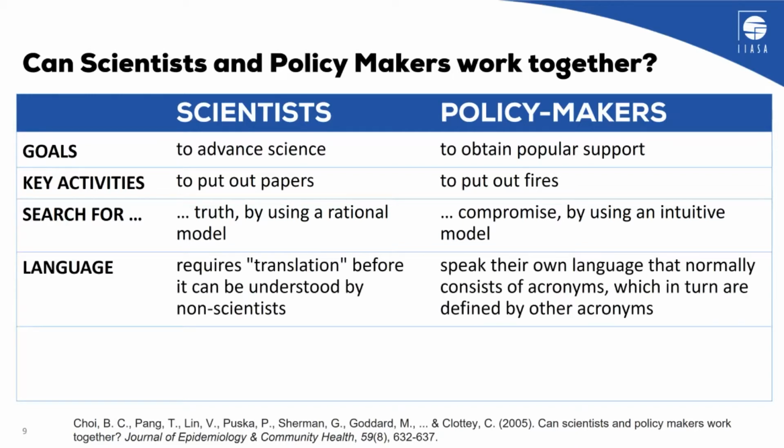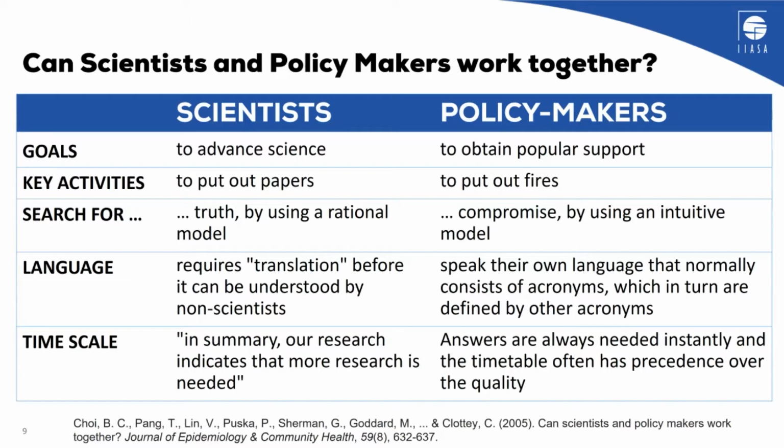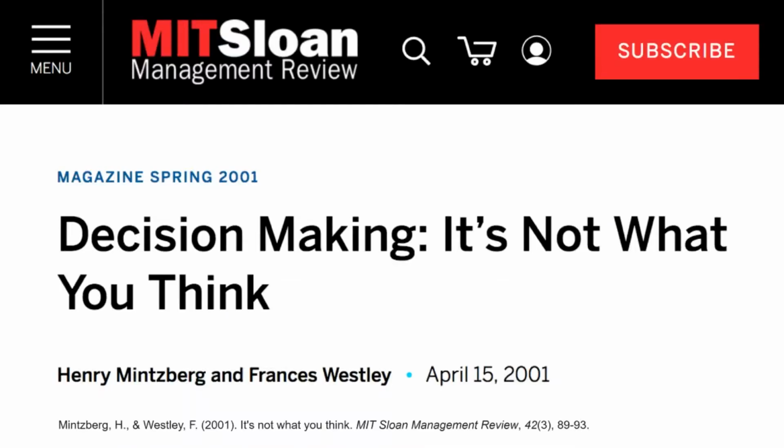We use very different language. Of course, scientific language is very complicated, not easily understood, but it's also not always easy to follow the policymakers with all the acronyms and trends. And finally, on the time scale, we always want more research is needed. We want more time, whereas from the policy perspective, answers are needed instantly, like to say, for yesterday. So with these differences, which are, of course, magnified here, it's not always this way, but often these kinds of problems appear. How can we make these two sides work together, including also broader society?